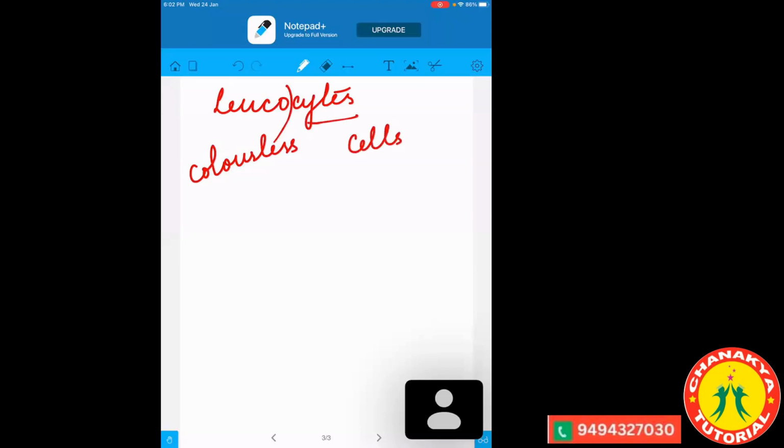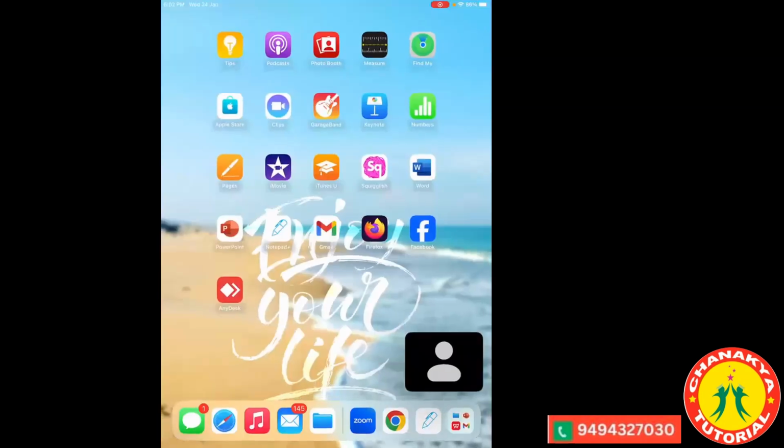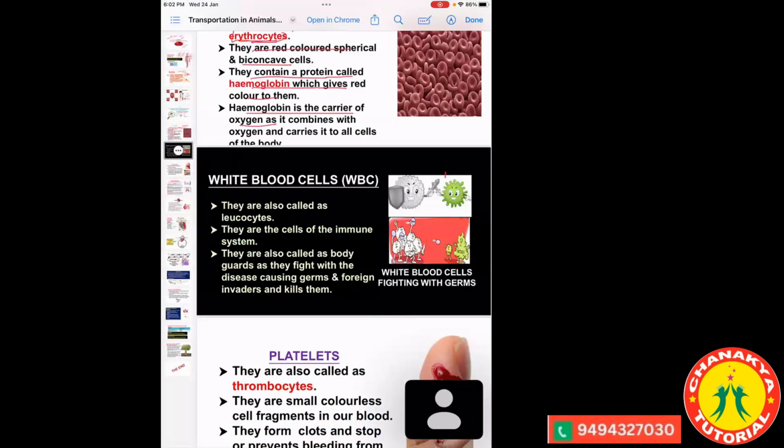So, leukocytes, they are what? They are the colorless cells. And that is why they are also called white blood corpuscles or white blood cells. Since they are colorless, they are called white blood corpuscles. So they are also called leukocytes. They are the cells of the immune system. So these WBC are very, very important, like the RBC.